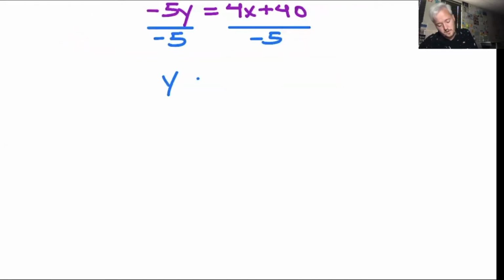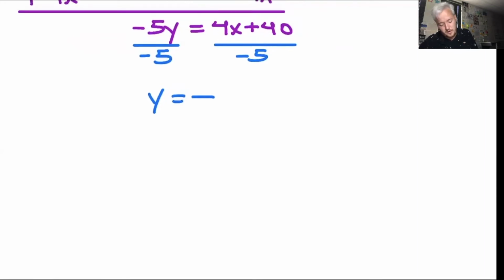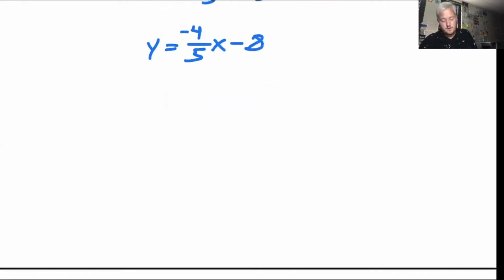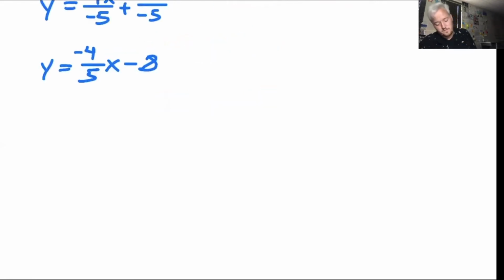So over here, I'm going to have y equals. I'm going to go ahead and separate it out. So I'm going to have 4x over -5 plus 40 over -5. Now I want to clean it up and simplify. 4x over -5 is going to be the exact same as -4 over 5x. And then 40 over -5 gives you -8. So what this tells us is our slope is -4/5.